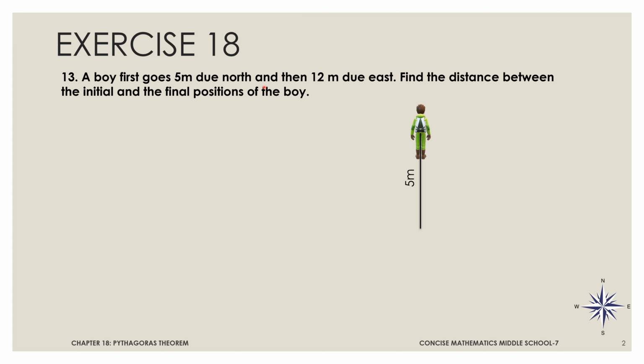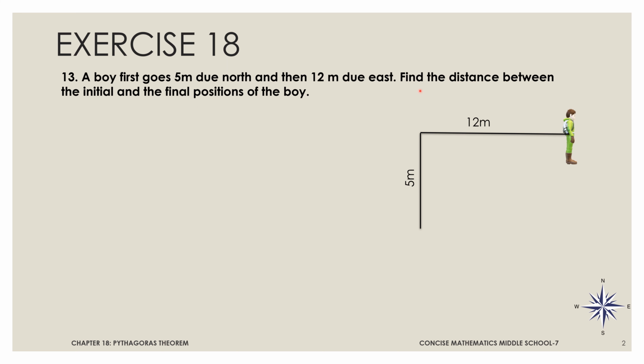Now what they are saying, and then 12 meter due east. Let the boy turn to the other side. Now he is going to travel towards the east. He is going to walk towards the east, in this direction. So he started to walk in the east for the distance of 12 meter. He walked the distance 12 meter, right?